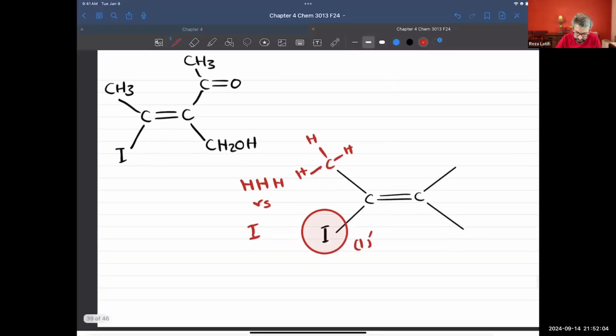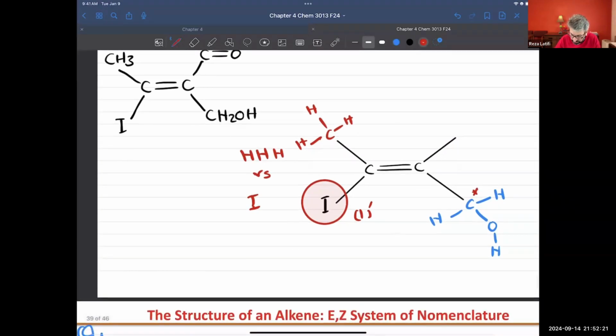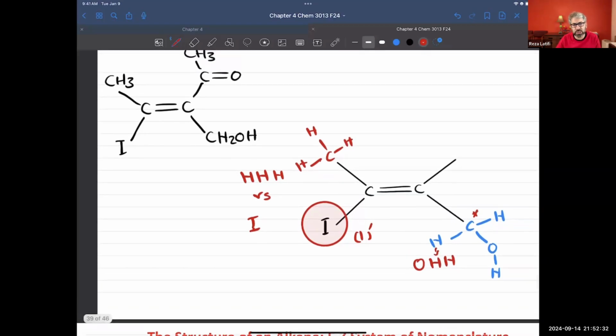Next, we have a carbon that's attached to 2 hydrogens and oxygen, and then that oxygen is attached to hydrogen. We don't care about the next hydrogen, but let's zoom in on this carbon. What do we have attached to it? We have oxygen and 2 hydrogens. Okay, how about the next carbon?